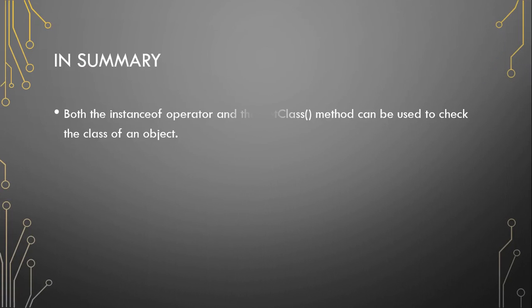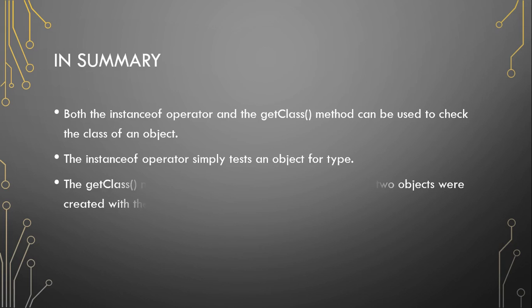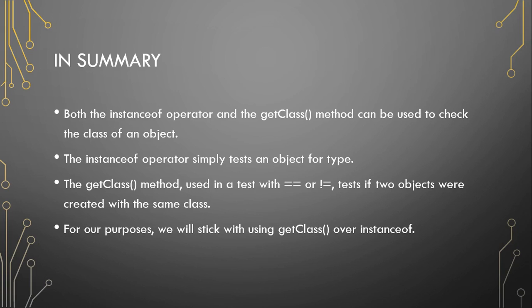So, in summary, both the instanceof operator and the getClass method can be used to check the class of an object. The instanceof operator simply tests an object for type. So it checks, for example, to see if it's of the type Employee. The getClass method, used in a test with either equals equals or not equals, tests if two objects were created with the same class. For our purposes, we're going to stick with using the getClass method over that of instanceof.